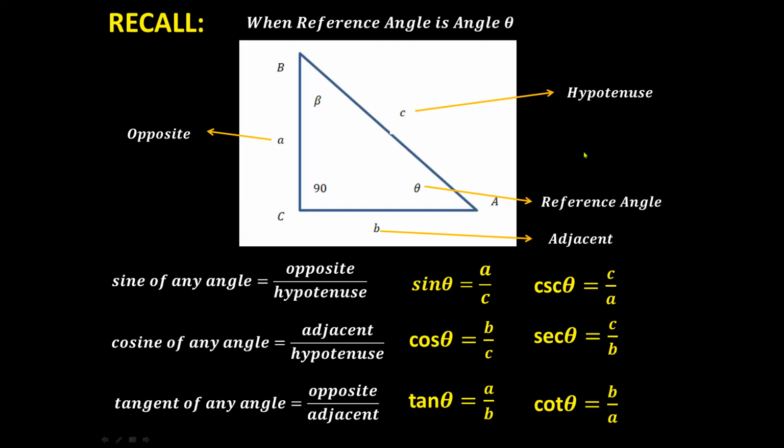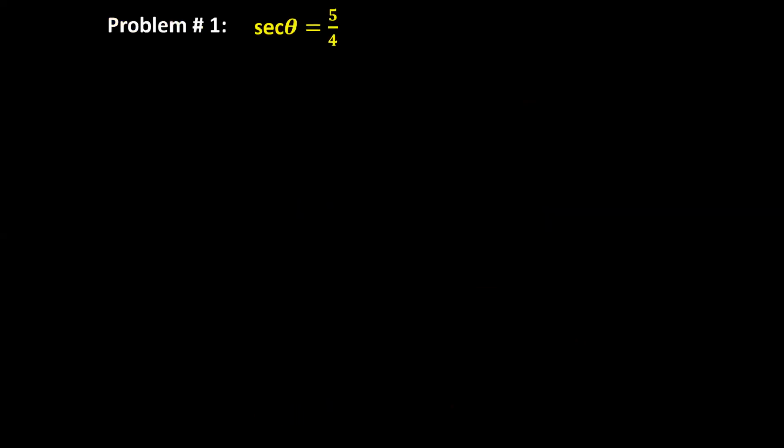Now, I have prepared 3 situations para lubusan mong maintindihan, anak, kung paano ba ang paghahanap ng iba pang mga trigonometric functions kapag ibinigay ang isang given na trigonometric function. Halimbawa, for our problem number 1, ang ibinigay na problem, secant theta is equal to 5 over 4.